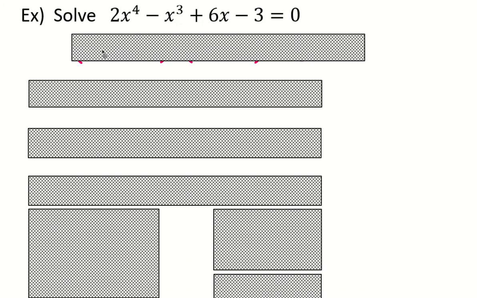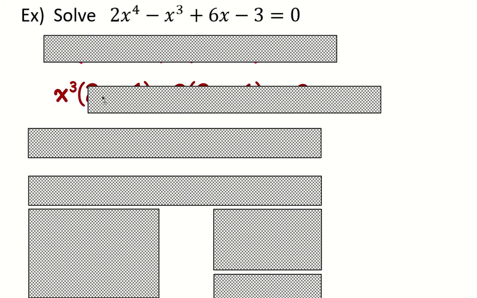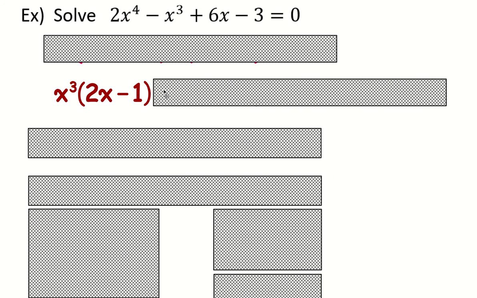Wouldn't it be x to the third? No, never mind. I'm going to move that one. Wouldn't it just be x to the third? So you factor out as a GCF x to the third, and what you're left with is 2x minus 1.